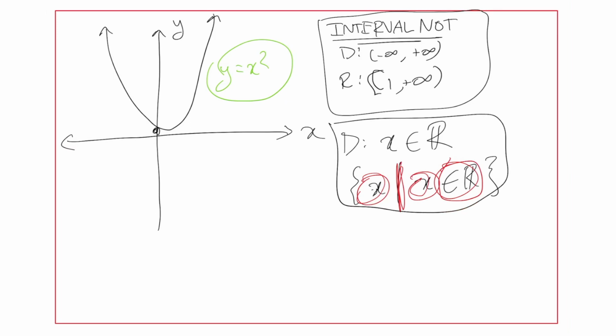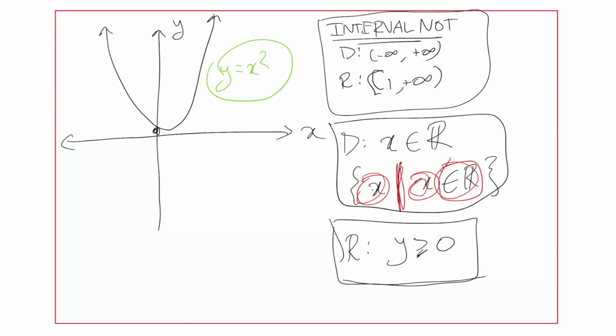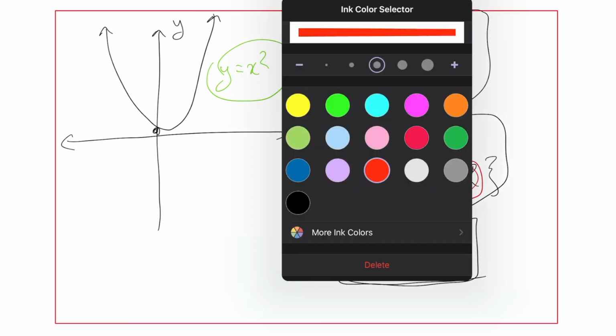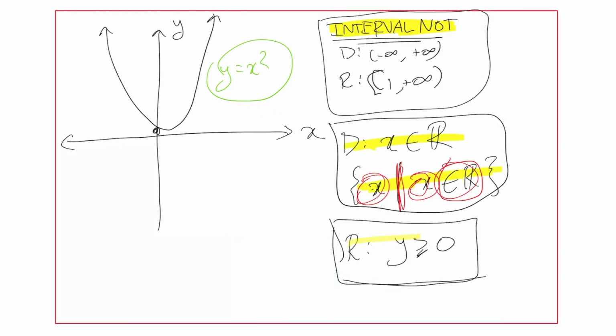Set notation. And with the range, we wrote y is greater than or equal to 0, equal because 0 is included. We're writing it as an inequality. Okay, so we have interval notation, we have set builder notation, and we have inequalities. Three main ways of writing the domain and range from a graph.